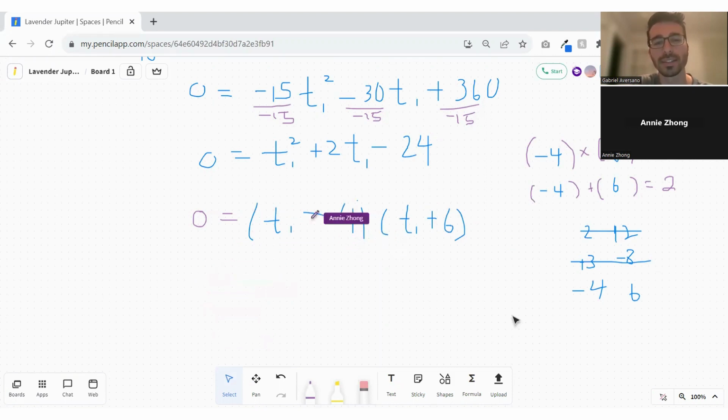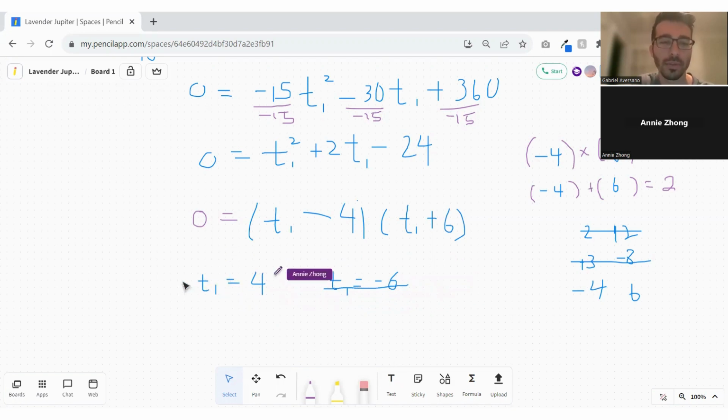Yes. And I can isolate for T. So it would be T1 will give me 4. And then T1 can also give me negative 6. Awesome. So we have 2 answers. Are they both valid? No. So for t equals negative 6, this one is not valid because time cannot be in negative form. So we can omit this one and then keep t1 equals 4.